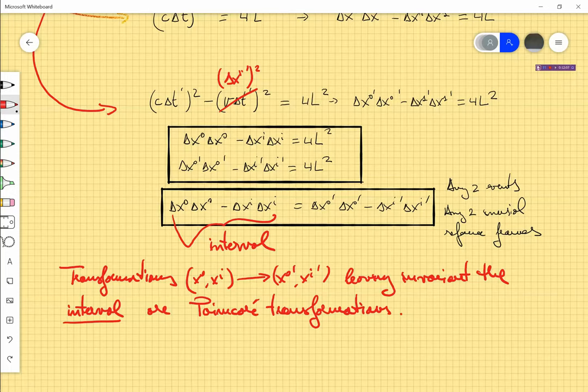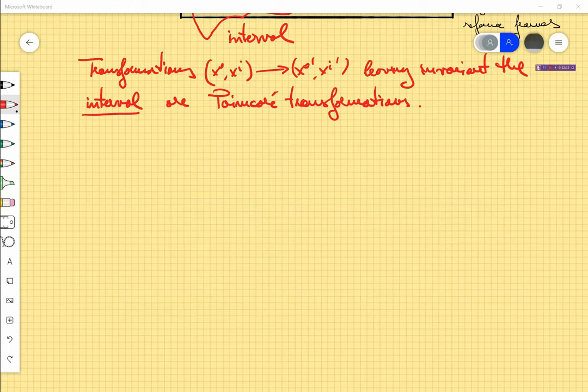By definition, and they form a group. Now, before we go on, just to mention that these Poincaré transformations are not too mysterious. There are very simple Poincaré transformations, for instance, those that leave invariant just delta x0 and delta xi. If these are invariant, then the interval is clearly invariant because it only depends on these deltas.